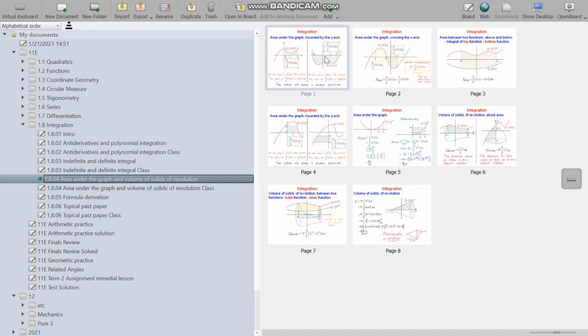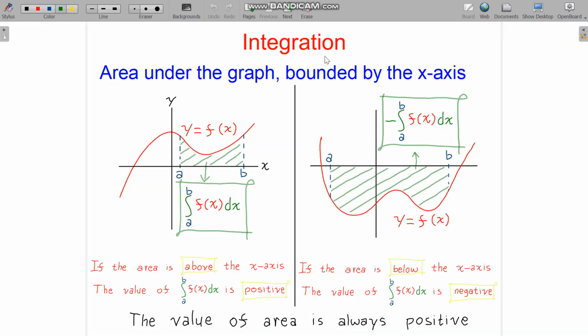Everyone, this video is about area under the graph and the volume of solids of revolution. If we're finding this shaded area here, we can just use the integral of the function from a to b. So the integral from a to b of f of x dx will give us this area.